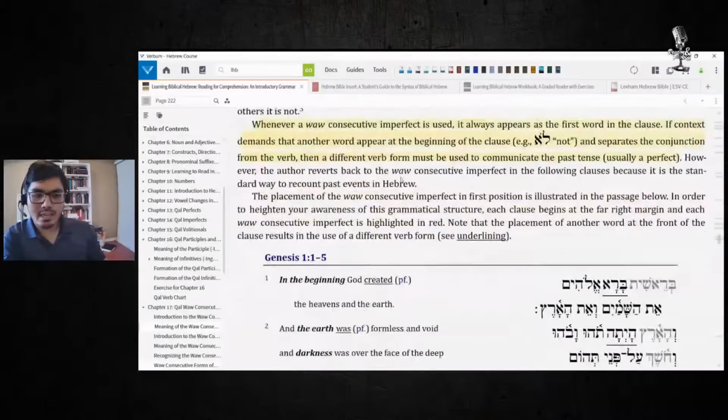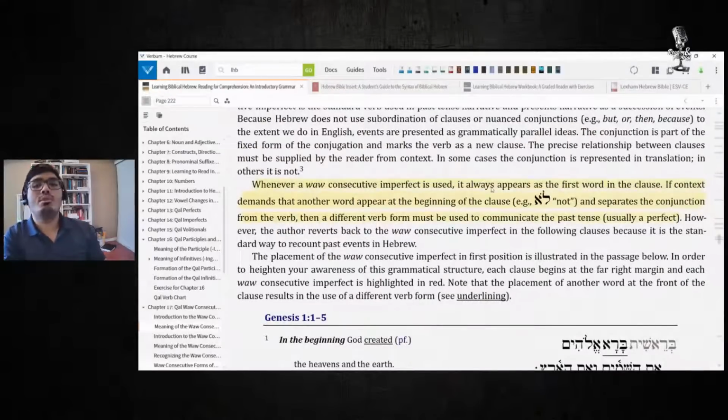The same applies whenever the word lo is used. Once you put lo at the beginning of a clause, then the verb becomes the second word in the clause, and therefore it cannot be a Viktor.